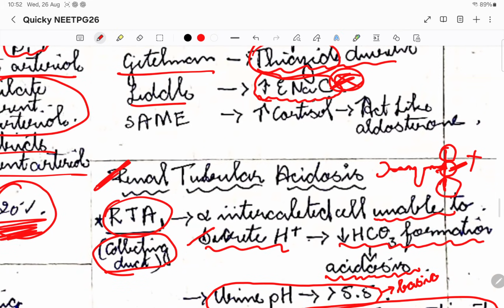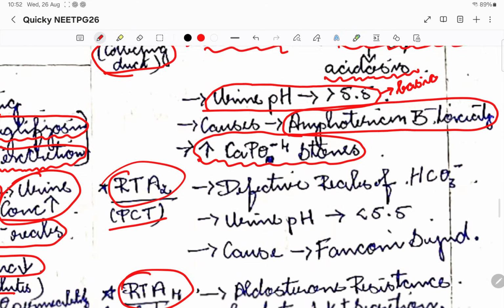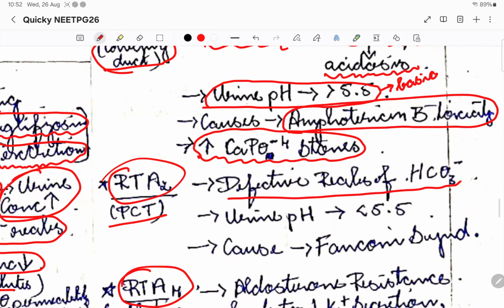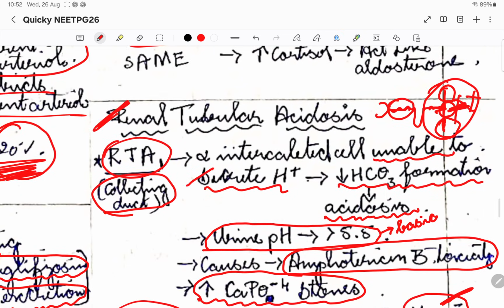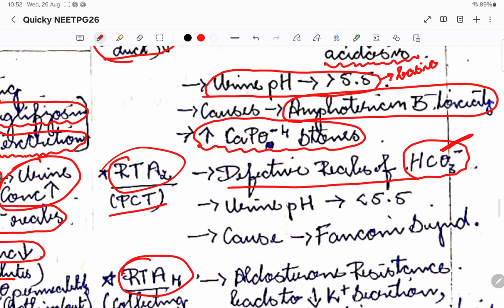We discussed that the alpha intercalated cell was affected in RTA1, whereas in RTA2 it is the PCT that is affected. So there is defective reabsorption of bicarbonate. Bicarbonate was supposed to be reabsorbed in the PCT, which is where the acid base balance happens. All the other things are peripheral. But here the PCT itself is affected, so the urine pH will be very acidic, less than 5.5. There at least it was a little basic.